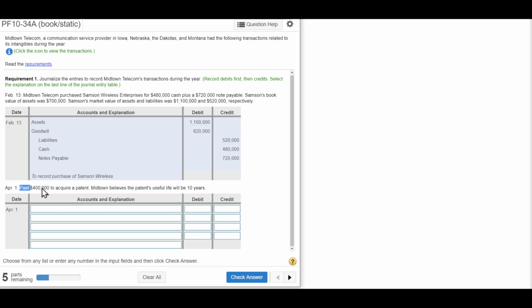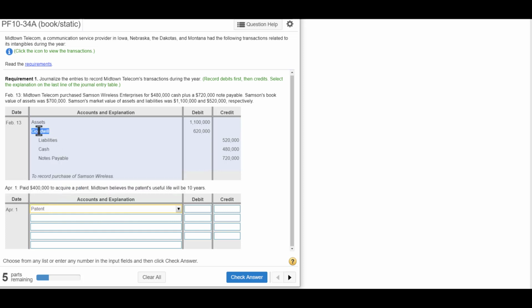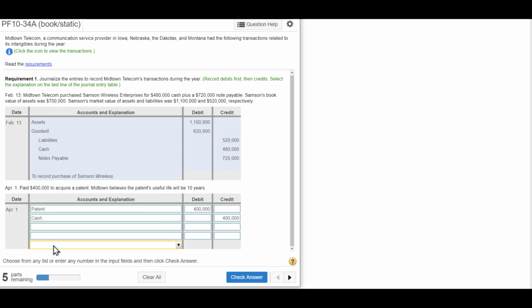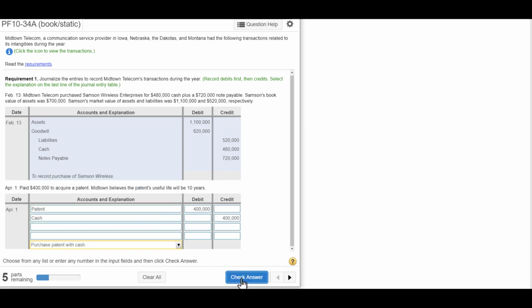Then on April 1st, we paid $400,000 to acquire a patent. Midtown believes the patent's useful life will be 10 years. So we now have another intangible asset. By the way, goodwill is an intangible asset. And the patent is worth $400,000. Copy and paste. We must have used cash for that. Purchase patent with cash. We'll have to amortize that later.